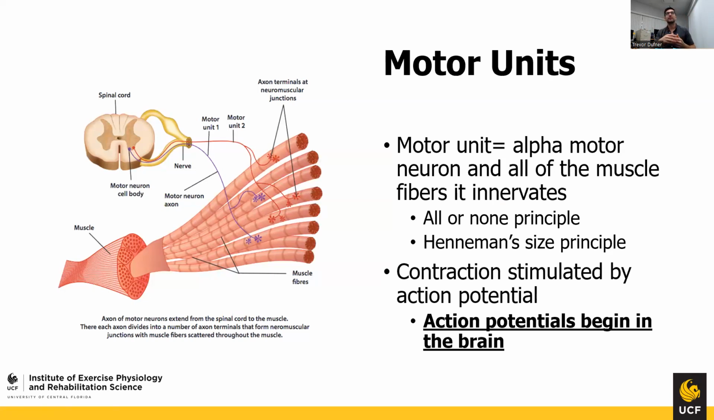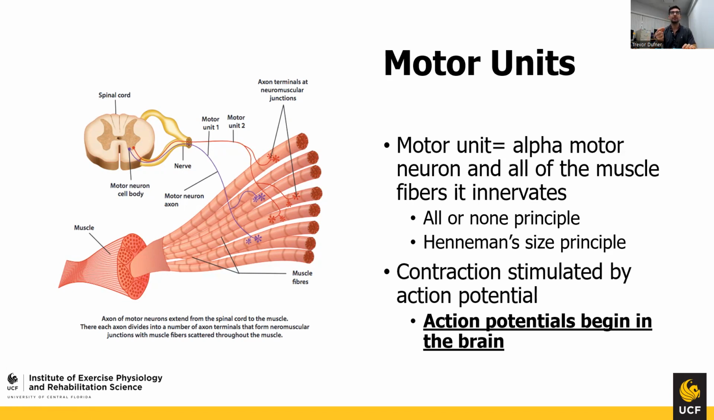Then comes into play what's called the Henneman size principle. If you don't recall, the Henneman size principle is a principle that states that the smallest motor units are always recruited first, and that's because of the size of their alpha motor neuron.